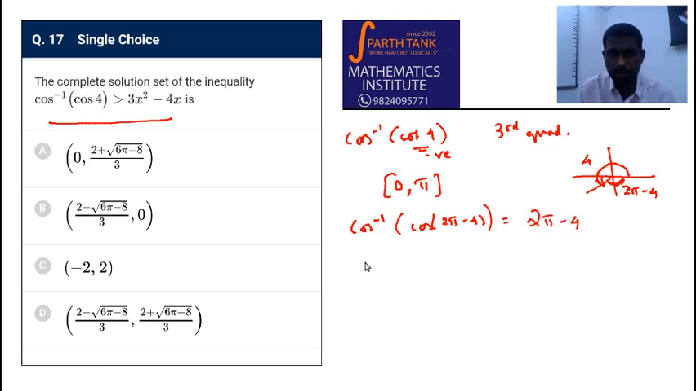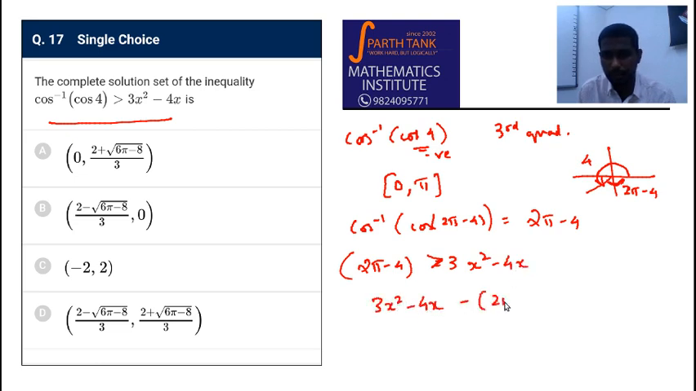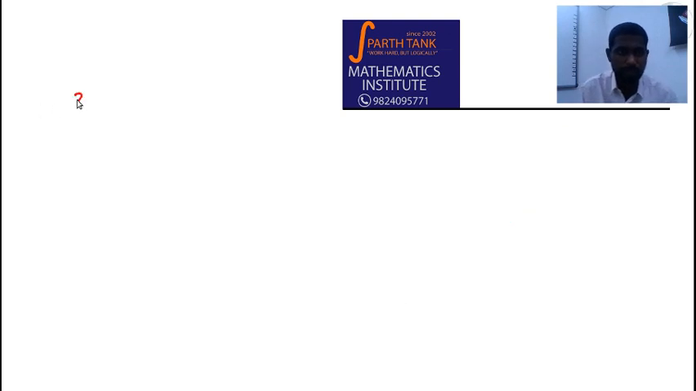Now substitute here. 2 pi minus 4 is greater than or equal to 3x squared minus 4x, or 3x squared minus 4x minus 2 pi minus 4 is less than 0. If it is less than 0, find the roots, and the x can be between the roots, right? So let us find the roots of this equation. 3x squared minus 4x minus 2 pi minus 4 is less than 0.